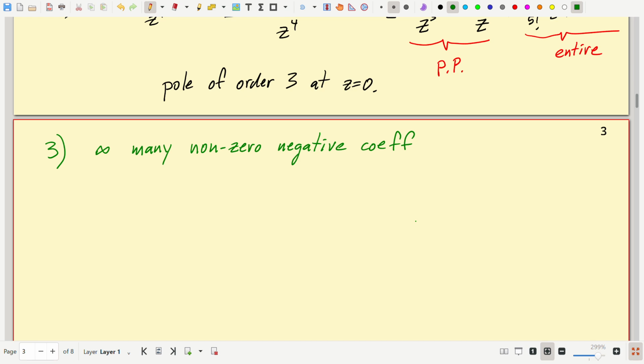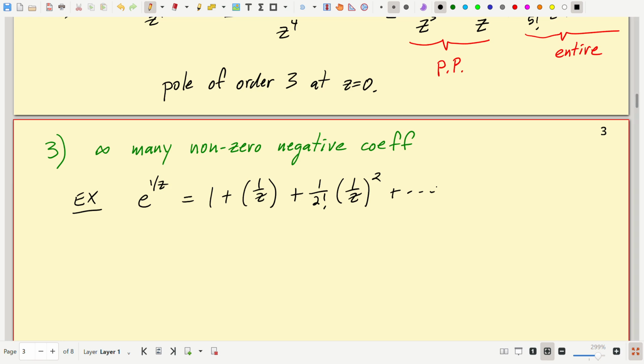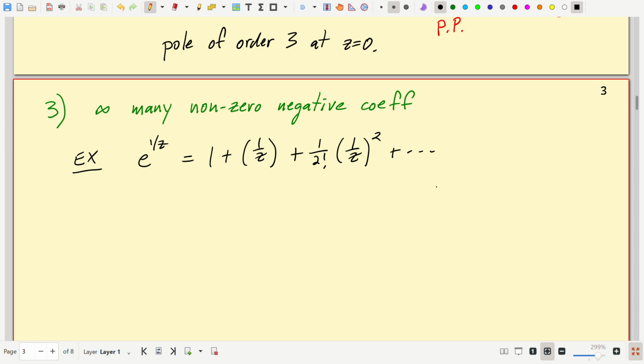So the example I showed you last time was e to the 1 over z. That has a Laurent expansion 1 plus 1 over z plus 1 over 2 factorial 1 over z squared plus, and so on. There's a constant term, but all the rest of the terms are negative powers of z. And that shreds the complex plane. I showed you how bad it can be.